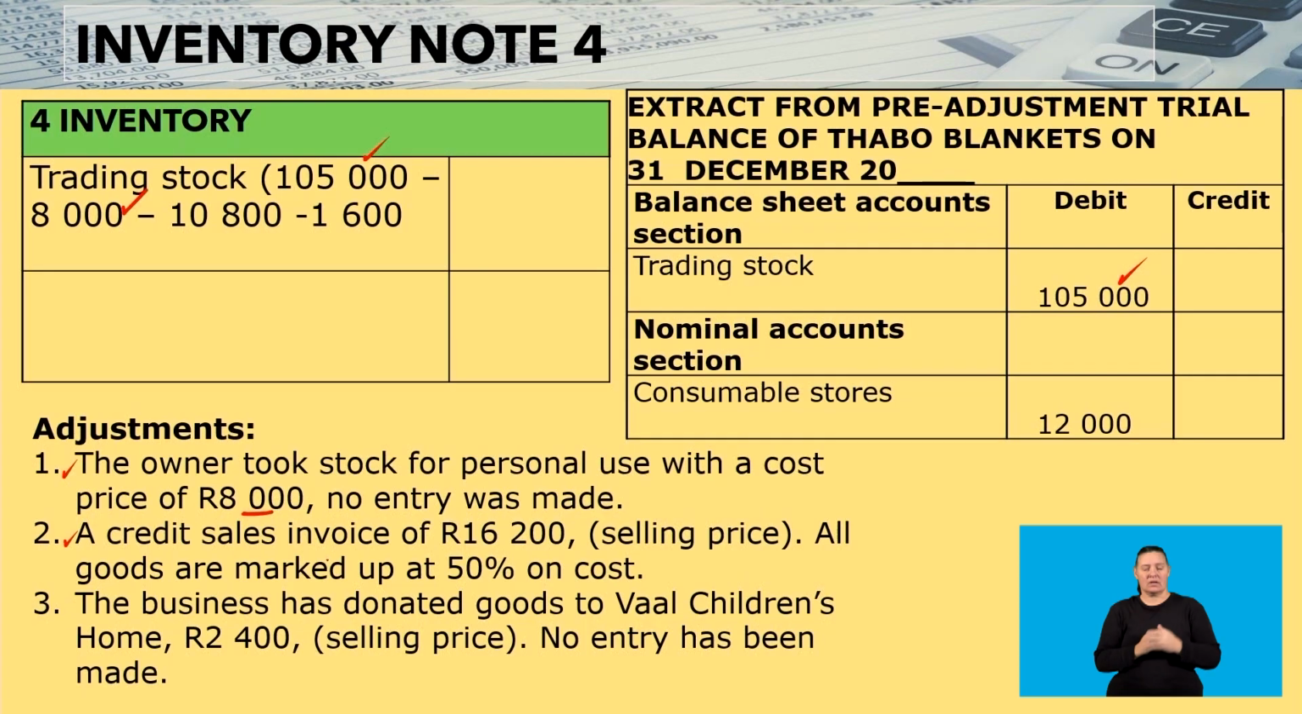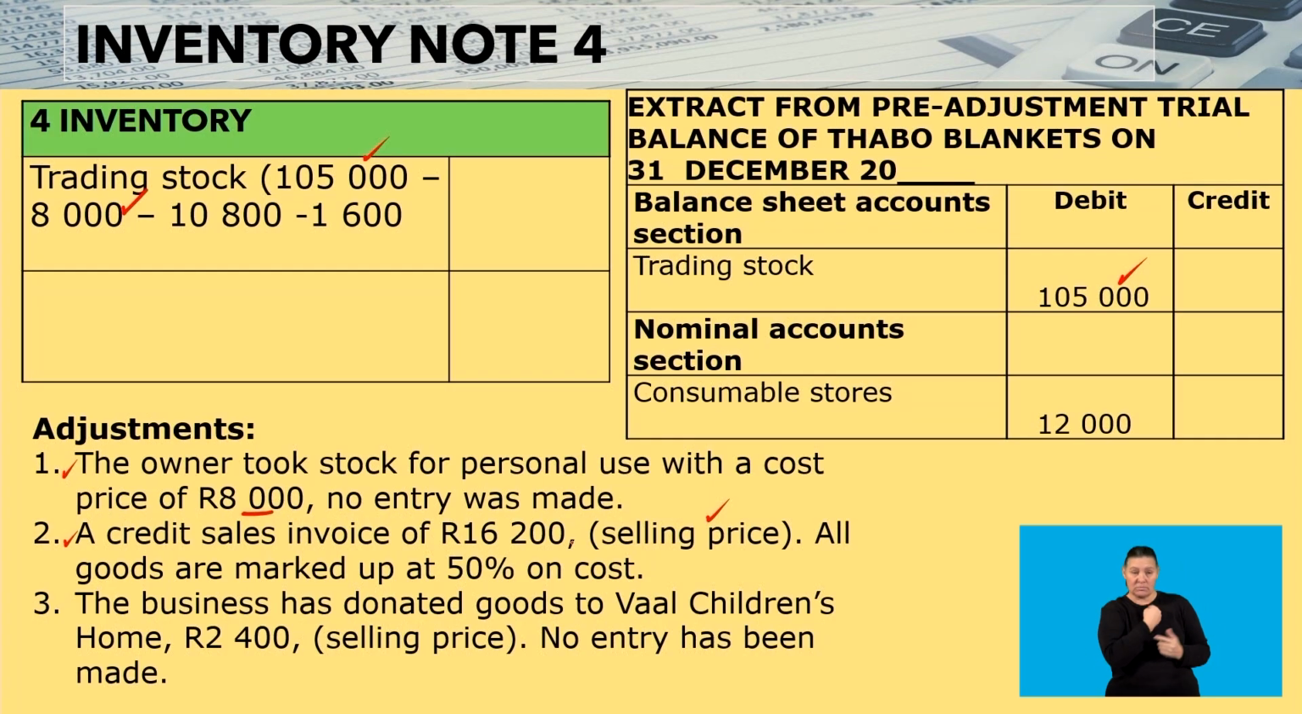It says, a credit sales invoice of 16,200. So the 16,200 is the selling price. All goods are marked up at 50% on cost. Okay? So there's a credit sales invoice of 16,200 that was not recorded. So we need to record this invoice.